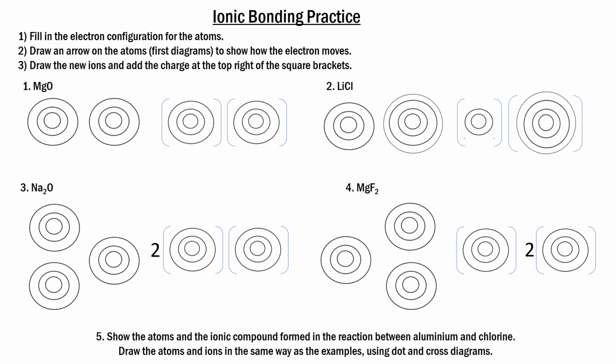Here is some bonding practice to do on your own. Following what I've just shown you, you're going to fill in the electronic structures of the atoms first, and then the ions, not forgetting to put the charges just on the top right outside the square brackets. So you've got 4 to do: magnesium oxide, lithium chloride, sodium oxide, magnesium fluoride, and then the last one, which is a little bit more complicated, is aluminium and chlorine. So aluminium chloride.